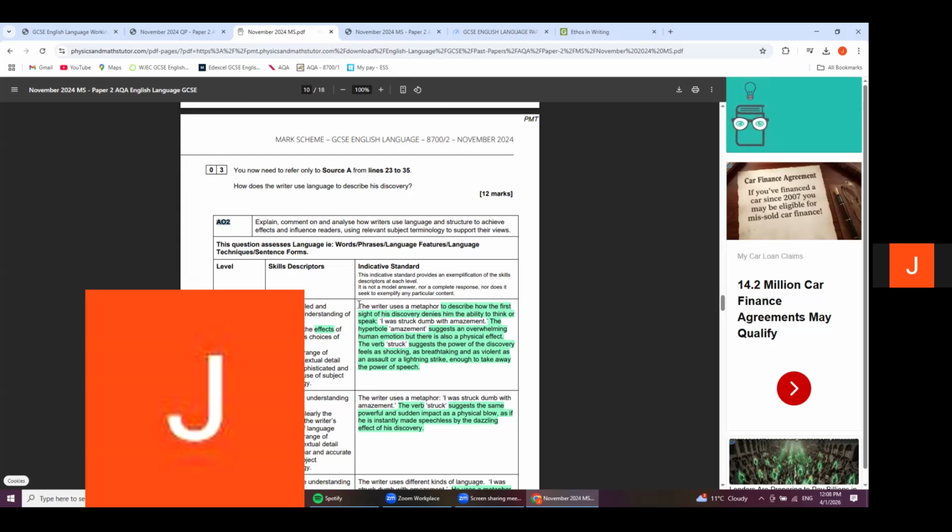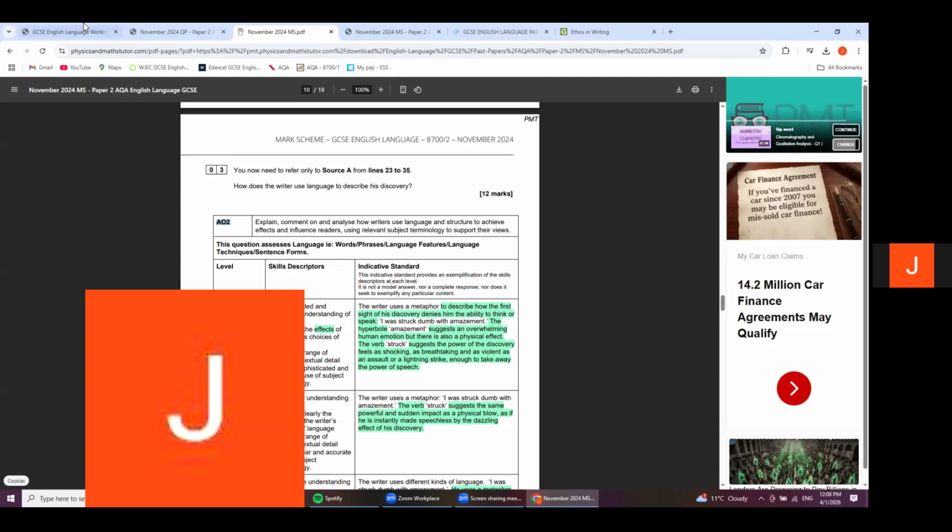response, that myself as an examiner, what I'm looking for in student responses. "The writer uses a metaphor to describe how the first sight of his discovery denies him the ability to think or speak." So immediately the student is giving details, quite perceptive details, and interpretation of the quote. "I was struck dumb with amazement. The hyperbole amazement suggests an overwhelming human emotion, but there is also a physical effect. The verb struck suggests the power of discovery feels as shocking, as breathtaking, and as violent as an assault or a lightning strike, even to take away the power of speech."